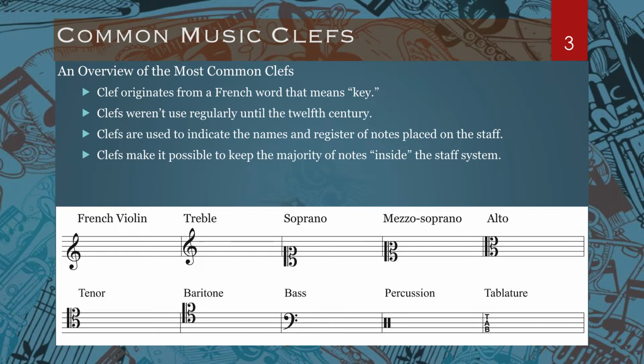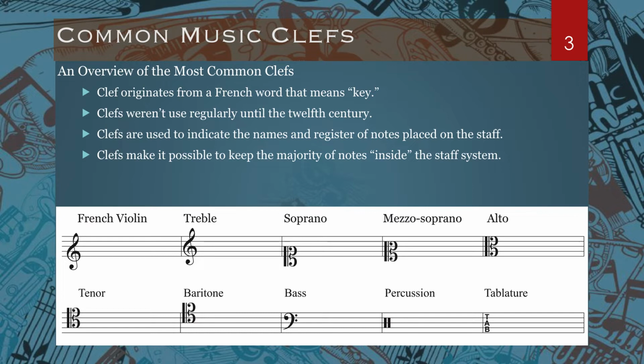So with a French violin staff, the first line is G. With a treble clef staff, the second line is G. With a soprano clef, the line that falls right in the middle of that clef is going to be C. Mezzo-soprano, the second line is C. The alto clef, the third line is C. With the tenor, the fourth line is C. With the baritone, the fifth line is C. And when I say C, this is actually referred to as middle C, which is the C closest to the center of the piano.